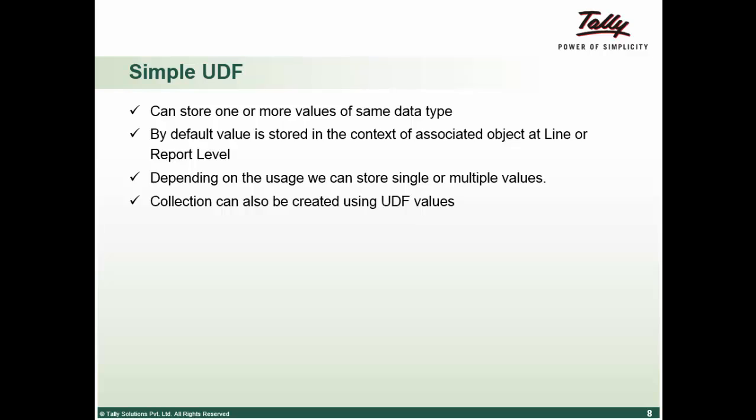When a UDF is used for storage, it stores the value in the context of the object associated at the line or at the report. So if the line does not have an object, it depends upon the report object. If the line has an object, it associates itself with that line to push the data for the object context. Only one value would be stored because there is a single line. Depending on your usage, we can have multiple or single values. And if it is a multiple value, you can create a collection of that UDF. So this is an example.